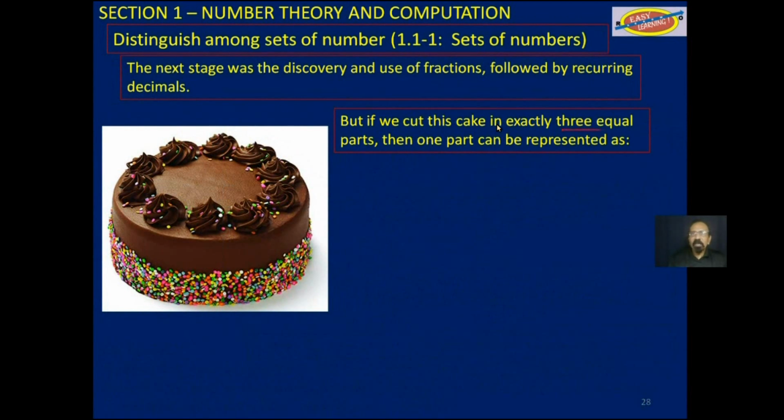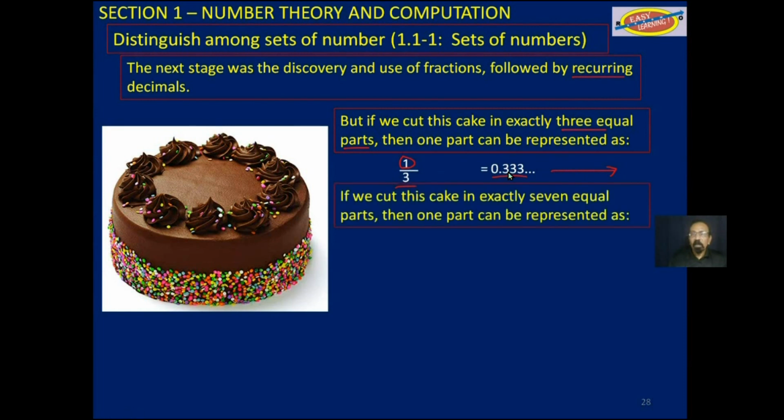Now, if we cut this cake in exactly 3 equal parts, I'm not going to show you that, but let us say we cut it in 3 equal parts, then one part will be 1 out of 3. Now, that's a vulgar fraction. If we divide the numerator by the denominator, 1 by 3, we get 0.3333 forever. It never ends. In other words, it does not terminate. It recurs.